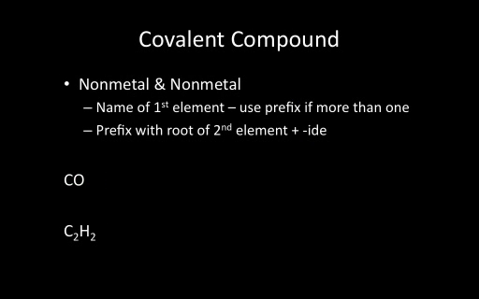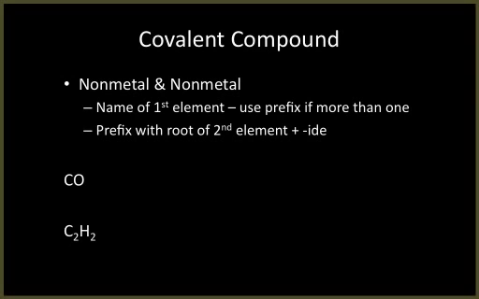Okay, our next example are covalent compounds. Covalent compounds, remember, are nonmetals and nonmetals, and these are the compounds that use prefixes when you name them. So when you do this, you're going to use the name of the first element, and you only use a prefix if there's more than one. The second element always gets a prefix, and then it ends in IDE.